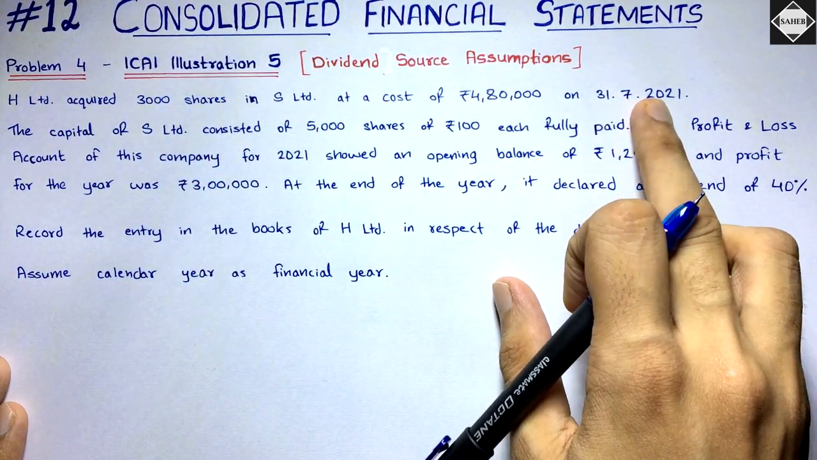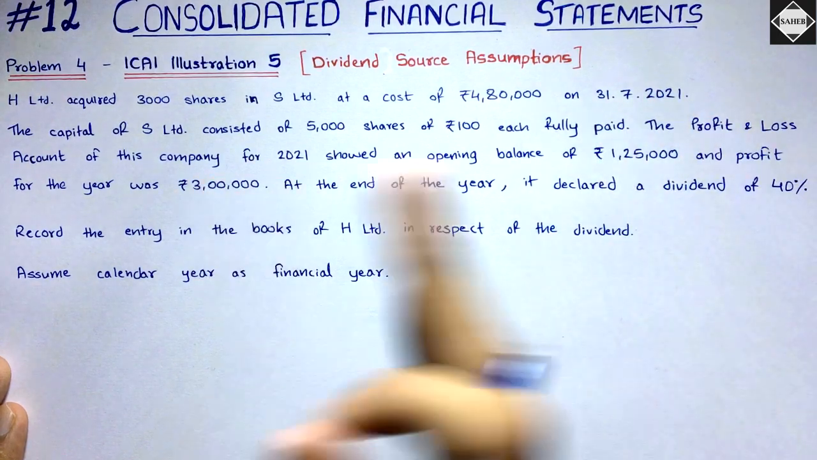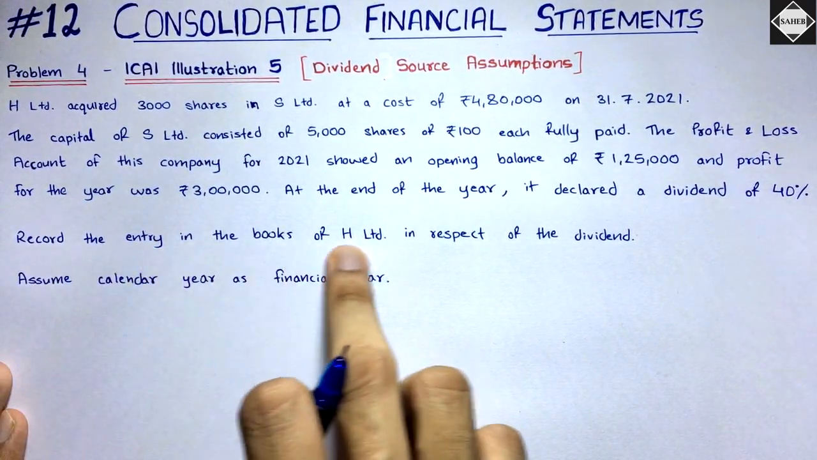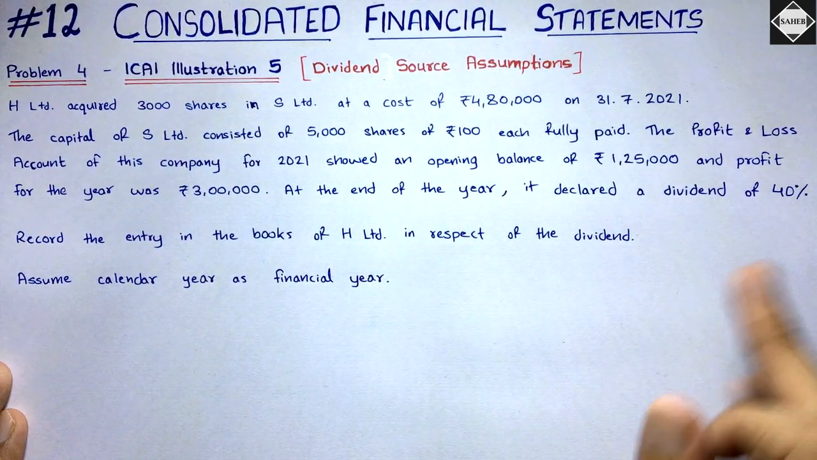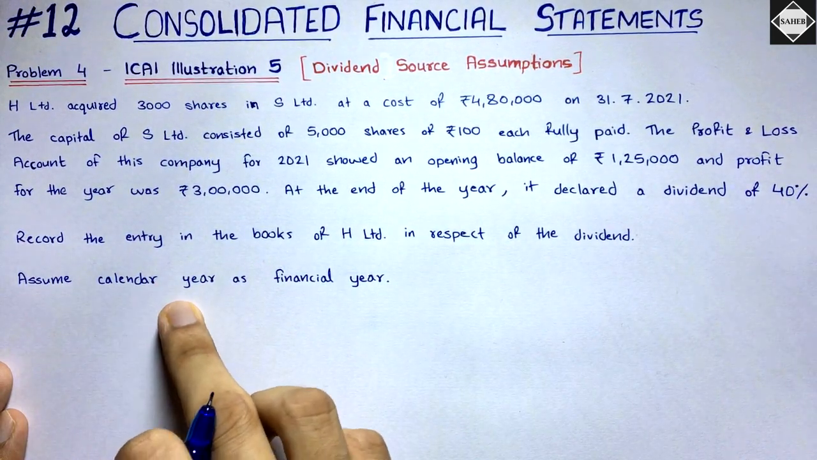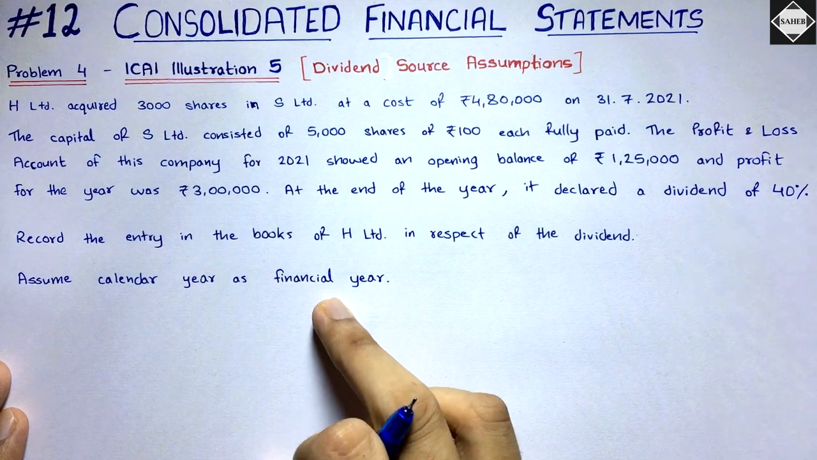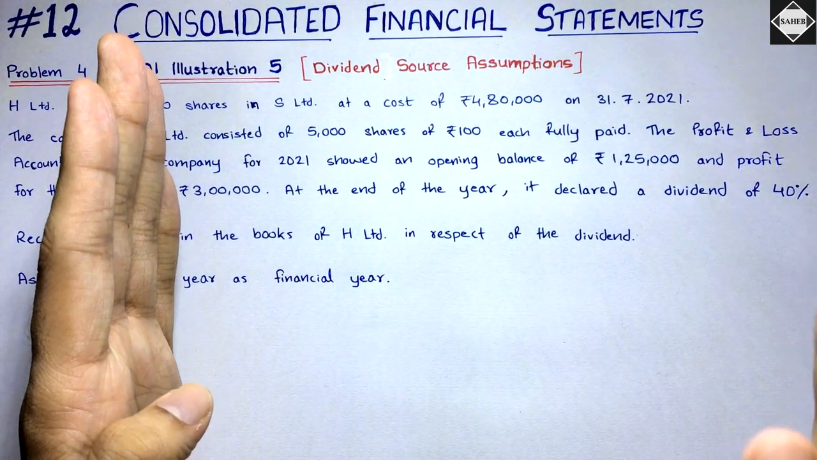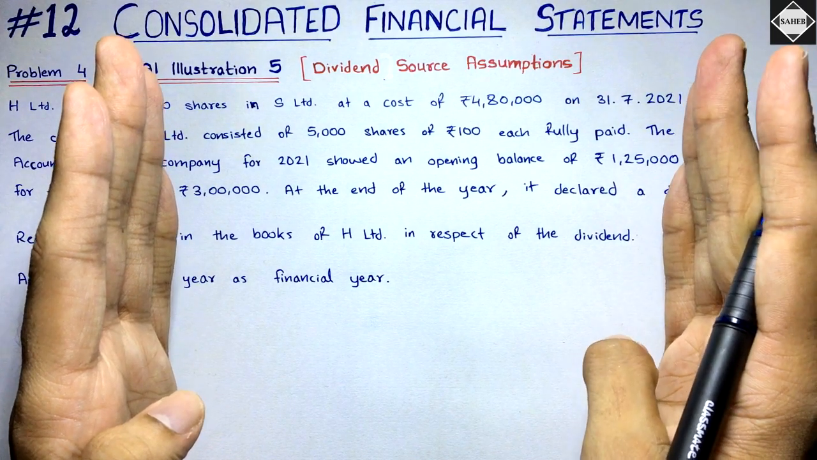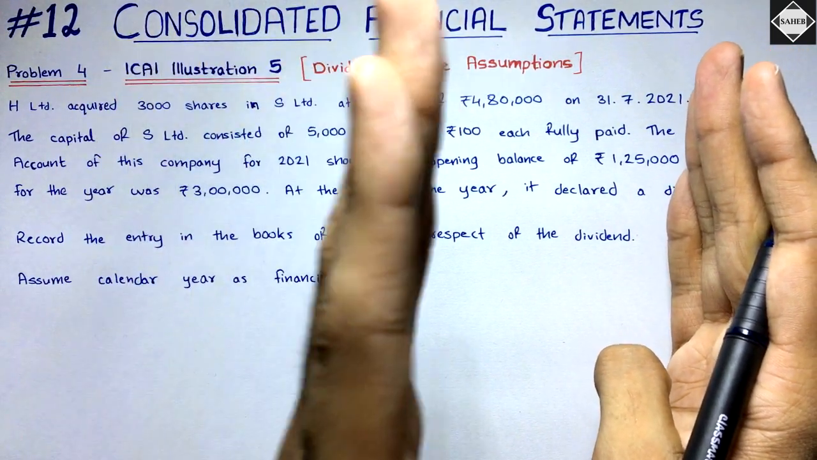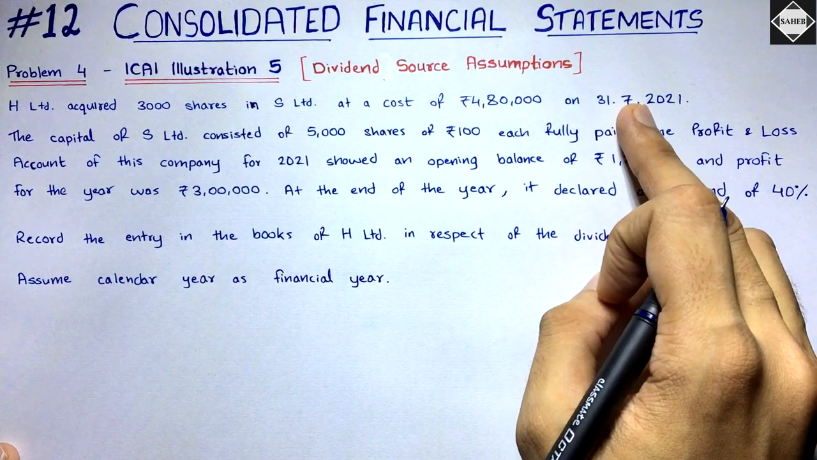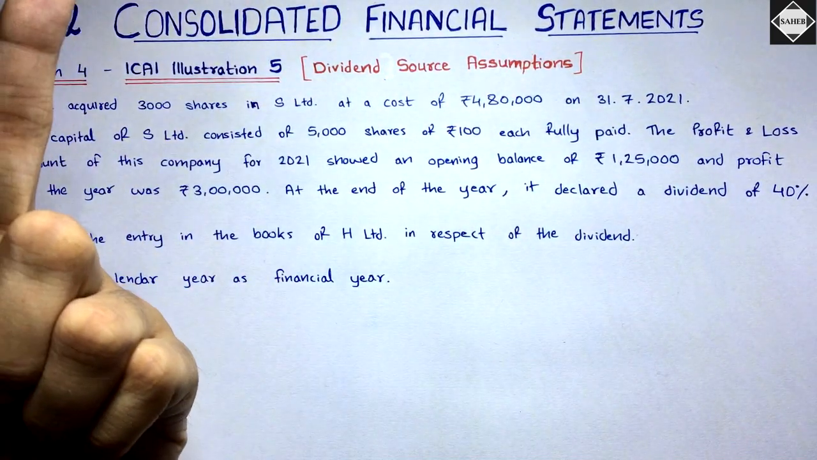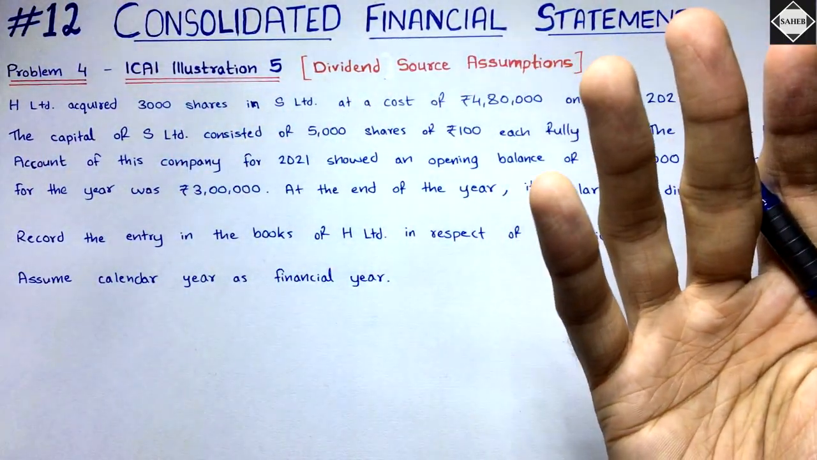See here, 31st July 2021 means what? It's in the middle of the year, isn't it? So let's see here. They are talking about recording the entry in the books of H Limited in respect of the dividend. Okay, fine, we'll do that. Assume calendar year as financial year. So the opening day of the year would be 1st January. The closing date is 31st December, right? And the date of acquisition is in the middle, 31st July 2021.